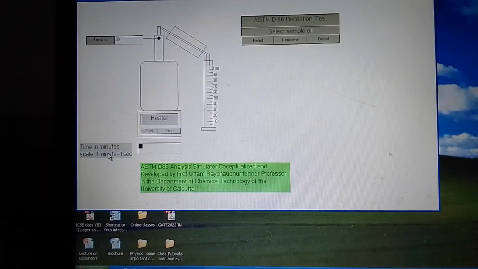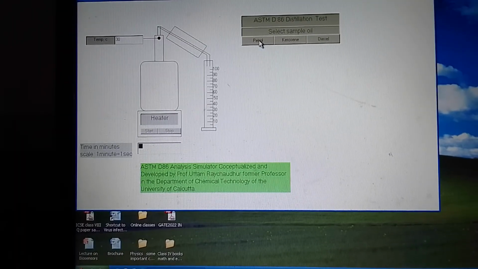Here the time requirement for the experiment is also specified: not less than 5 minutes for heating, and the rest of the boiling will take more time. So to reduce the time of the video, I have scaled this so that every actual minute is shown here as 1 second. So this has been scaled down, and now we'll take this sample.